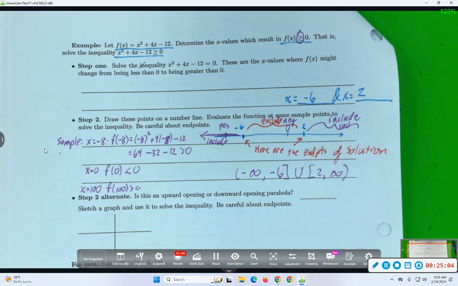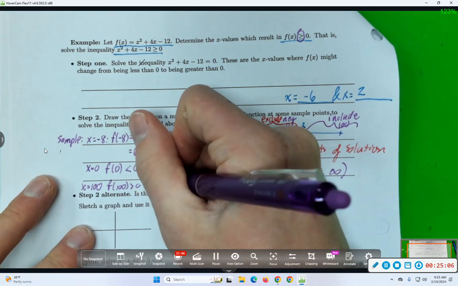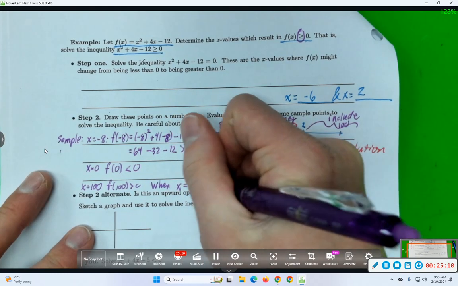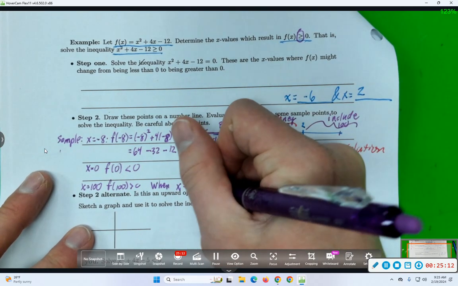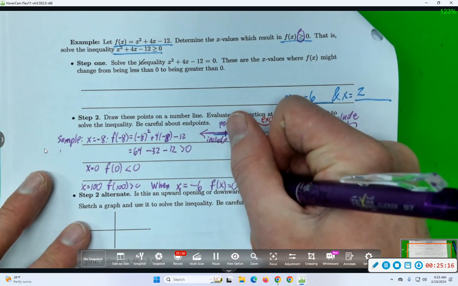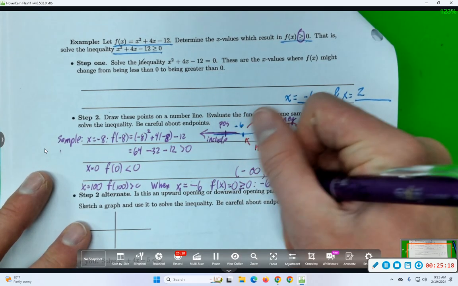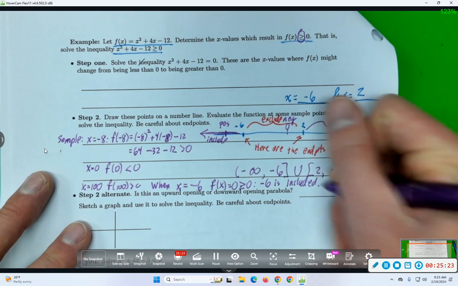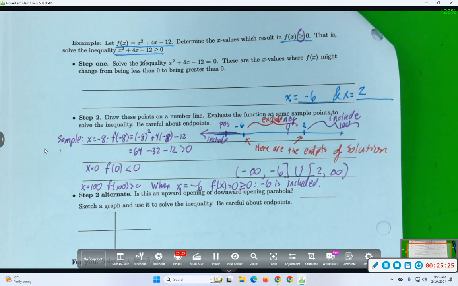I'm going to put that into words. When x equals -6, f of x equals 0, which is in fact bigger than or equal to 0. -6 is included. And maybe you don't have to write that sentence, but it's worth thinking that sentence when you do this sort of stuff. Be careful with your endpoints. That seemed like a pretty good strategy.